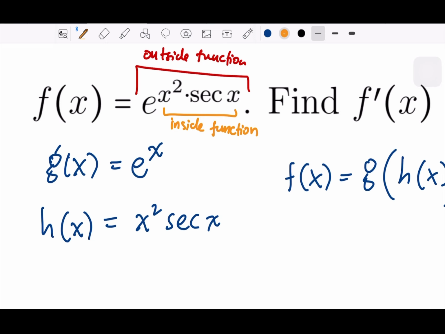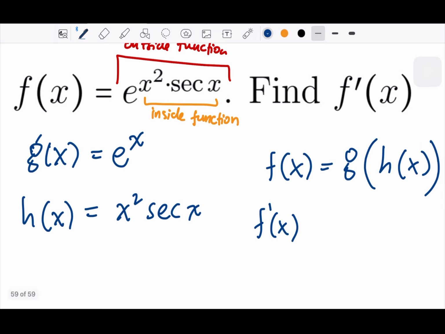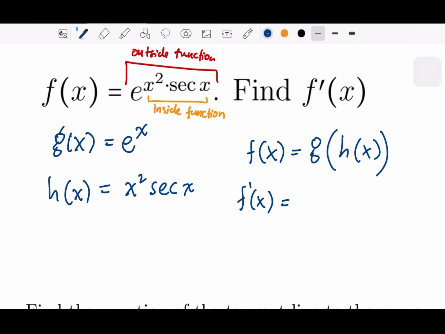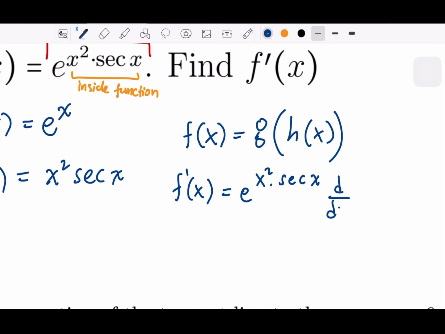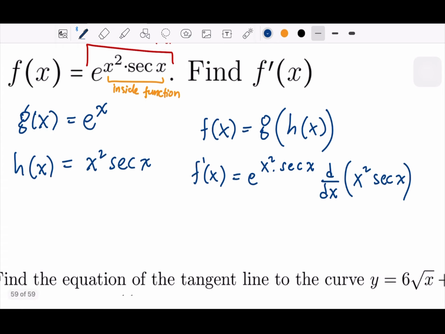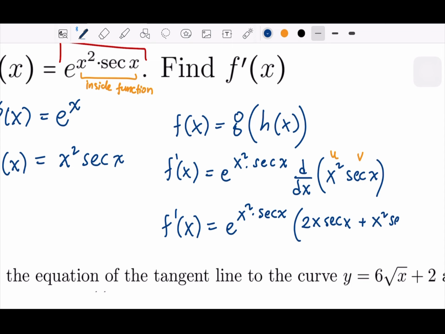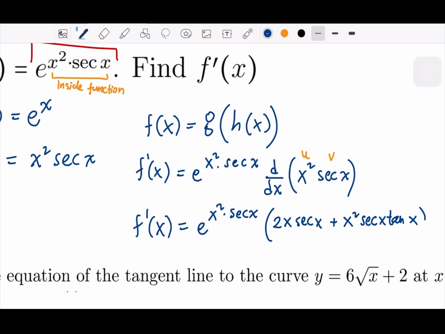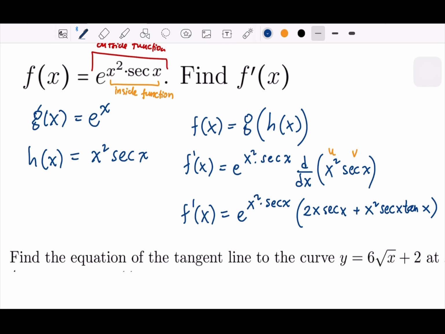So we take the derivative, which is e to the x squared secant x, right? And then multiply with the derivative of x squared secant x, which results in, we take the product rule. So this is f, this is g, or we can also use another one if you are confused. This is u, this is v. So you will have u prime v plus v prime u. So x squared secant x tangent x. I think we can stop here. That's the answer for the first one.